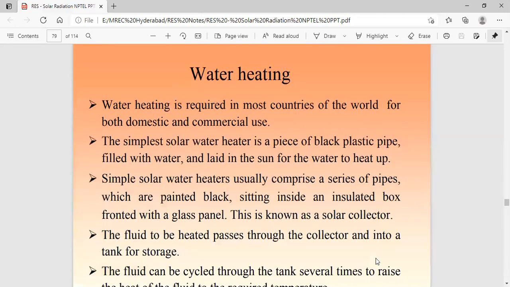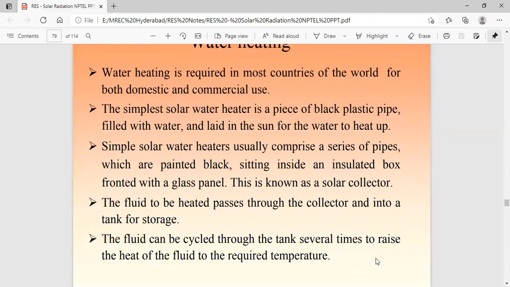Next, another application of this is water heating. Water heating is required in most countries of the world for both domestic and commercial use. The simplest solar water heater is a piece of black plastic pipe filled with water and laid in the sun for the water to heat up. The simple solar water heaters usually comprise a series of pipes painted black, sitting inside an insulated box fronted with a glass panel. This is known as a solar collector.